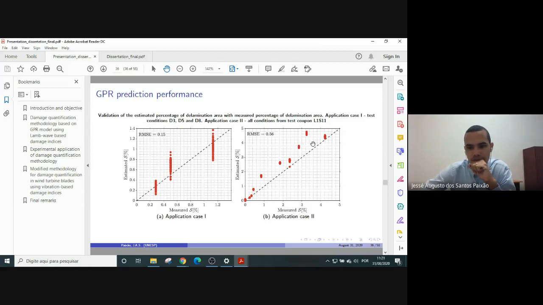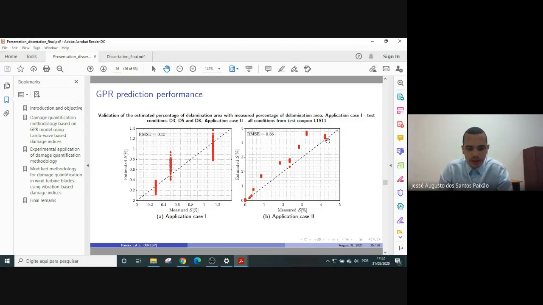For example, we agree that we have some large errors here. In this case, the measured signal was almost 3.2, and here we estimated 4.5%. It's a large variation, but for some conditions it is improved, it's closer.